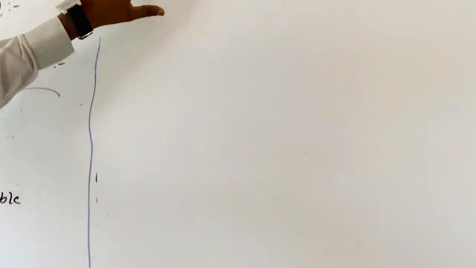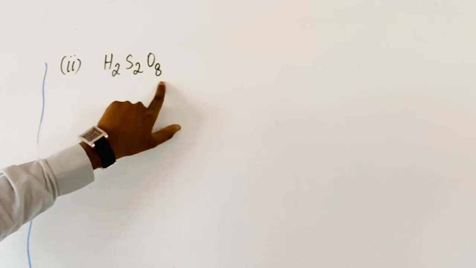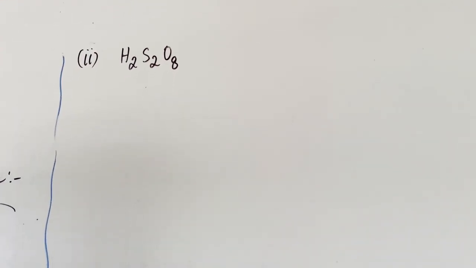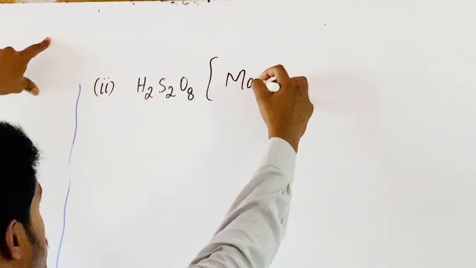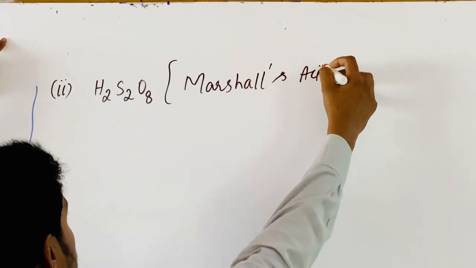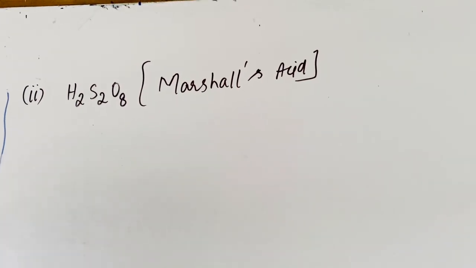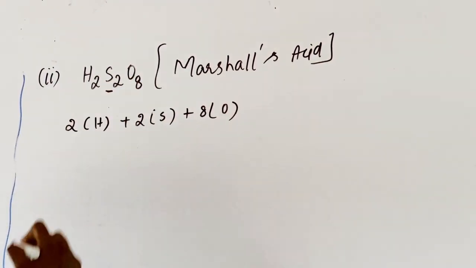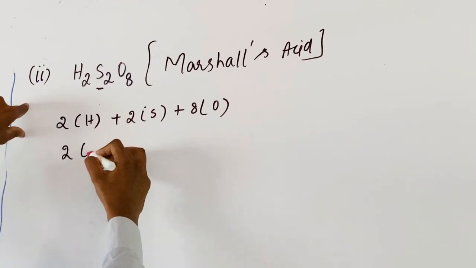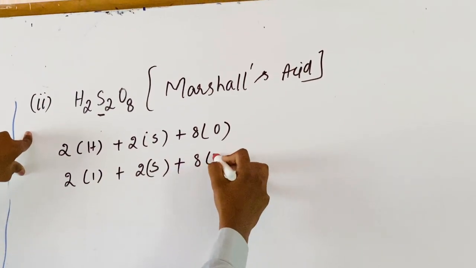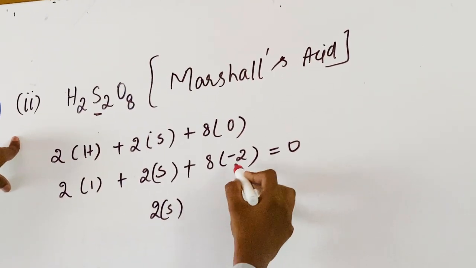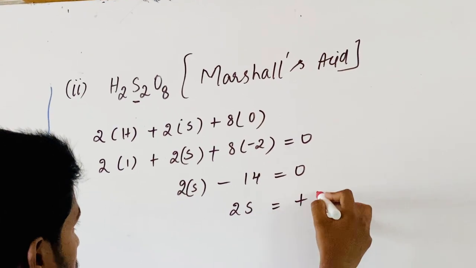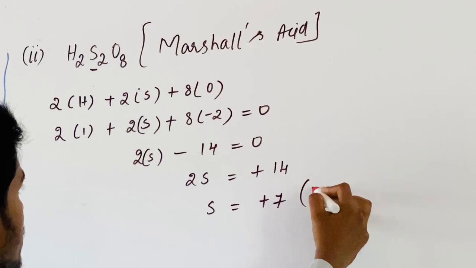Now coming to the second compound, that is H2S2O8. Number of atoms in the given compound: 2 hydrogen, 2 sulfur, 8 oxygen. Its total atomicity is 12. Its name is Marshall's acid. Now, while following the normal rules, the underlying element in the given compound is sulfur. Therefore, 2 into 1, plus 2S, plus 8 into minus 2 equal to 0. 2S minus 16 plus 2, you get minus 14. 2S equal to 14, so S gets plus 7, but it is wrong.